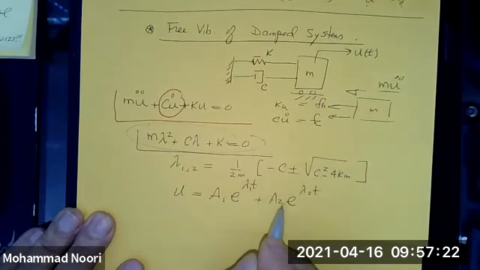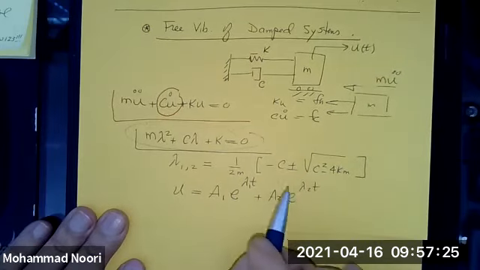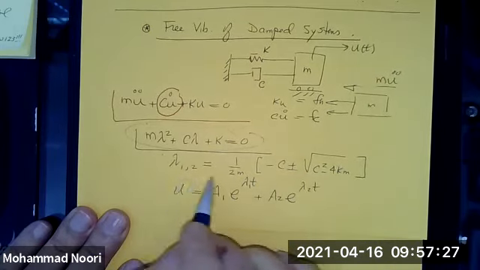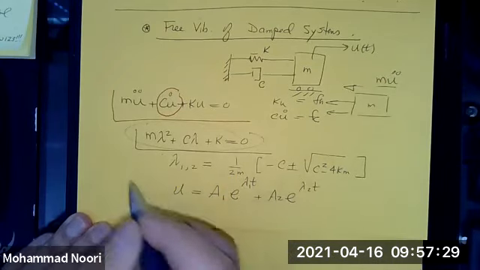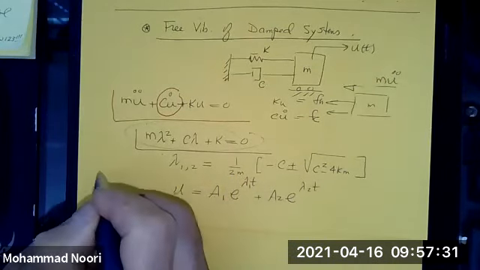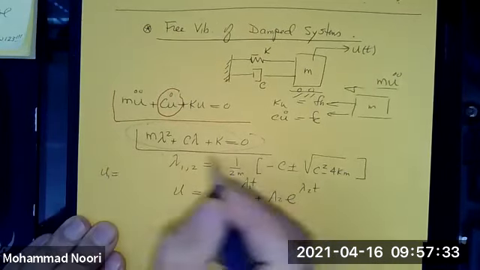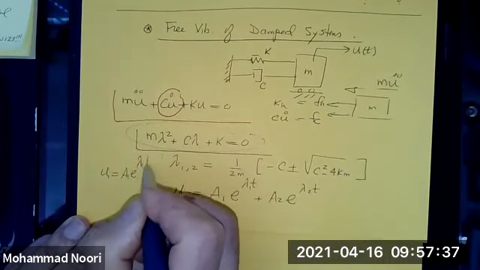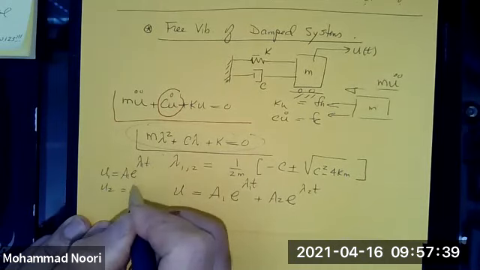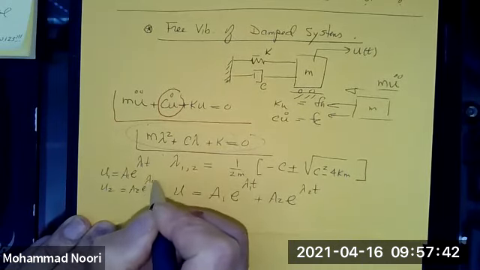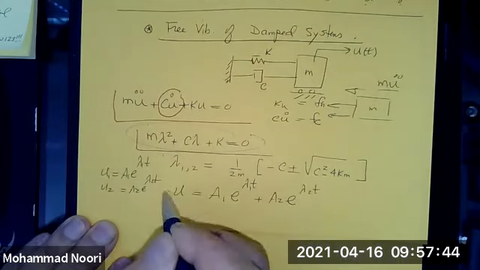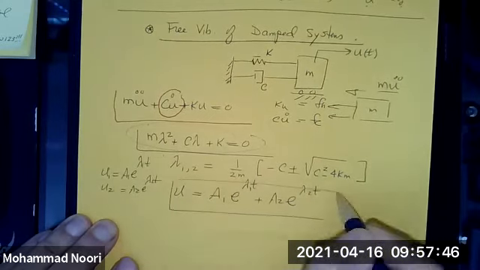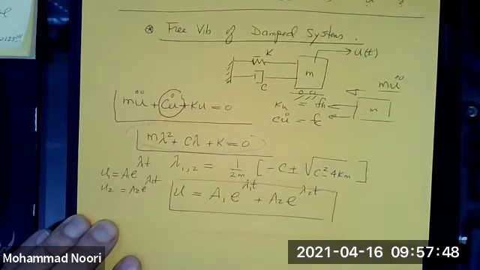A linear summation of the responses that are obtained for these. In other words, there are two solutions. One would be A1 e to the lambda 1t, and the other is A2 e to the lambda 2t. I don't want you to remember all of these, but that's the solution to this differential equation. Okay?